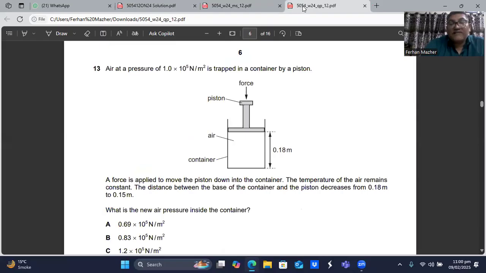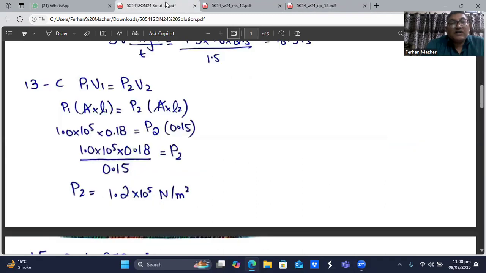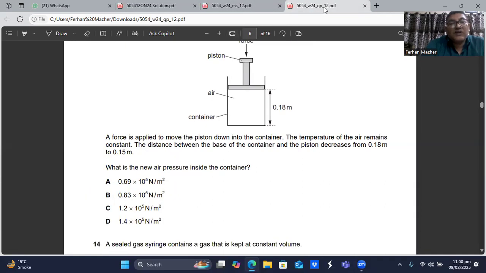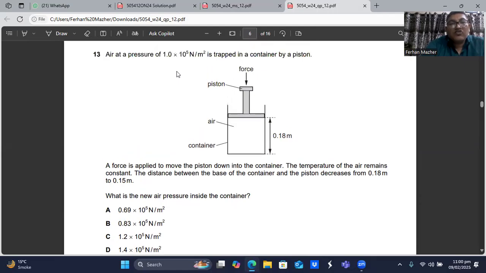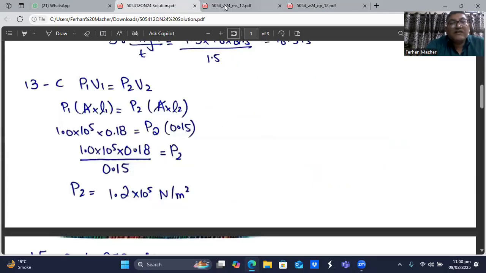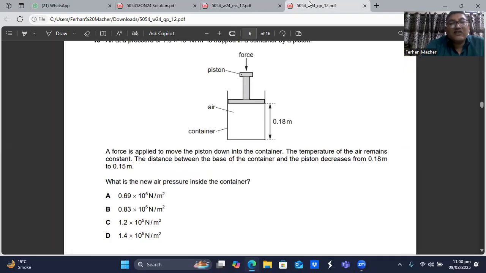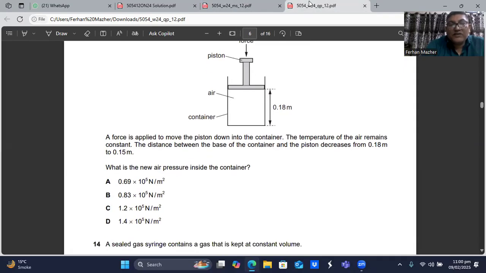So let's check what the answer is. 1.2 × 10^5 Newton per meter square. So I think C is the choice. Question number 13, C is the right choice. This is how we have solved it. Hopefully you understand.